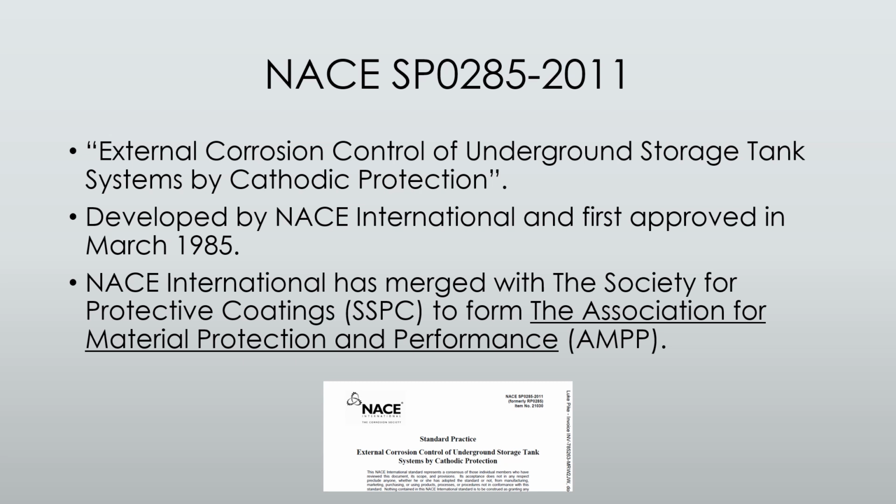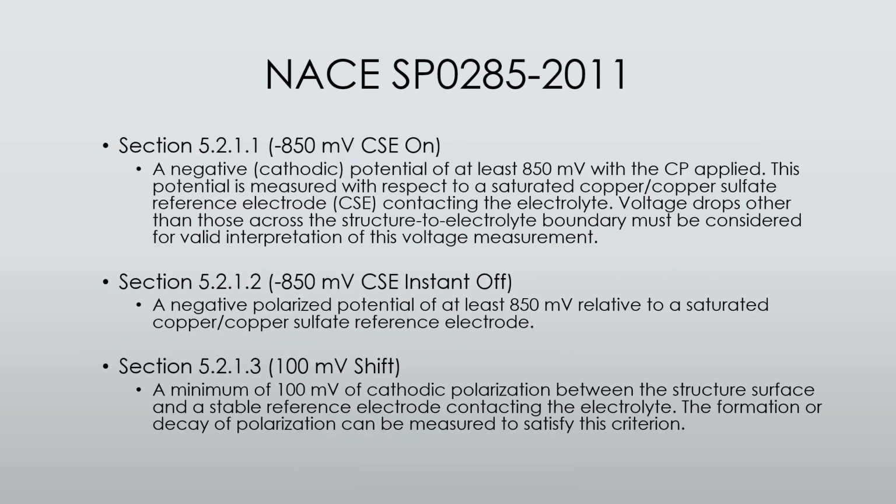It's gone through a few upgrades since then, and as I was saying in the previous slide, NACE has merged with the Society for Protective Coatings. They are now called AMP. Underneath is a screenshot of what the standard looks like. If you keep reading, you'll get to Section 5, which covers the criteria for cathodic protection, of which we have three: the -850 on criteria, the -850 instant off, and the 100 millivolt shift.